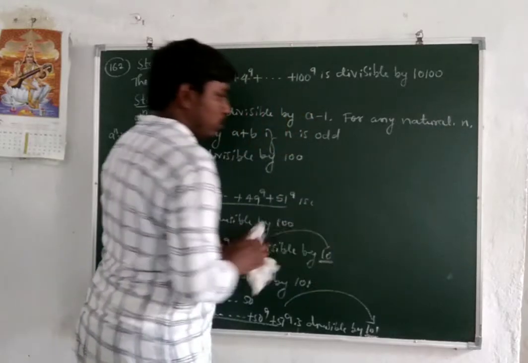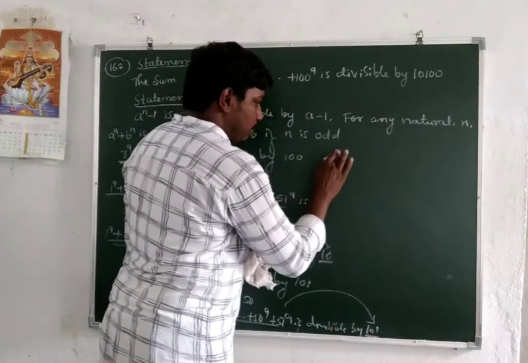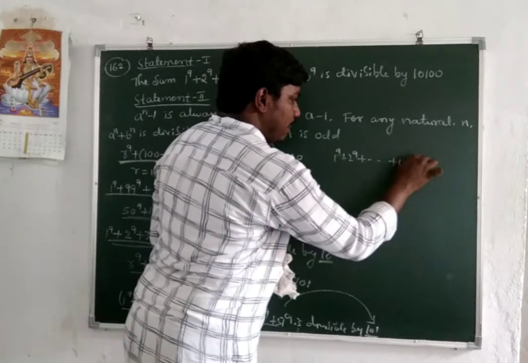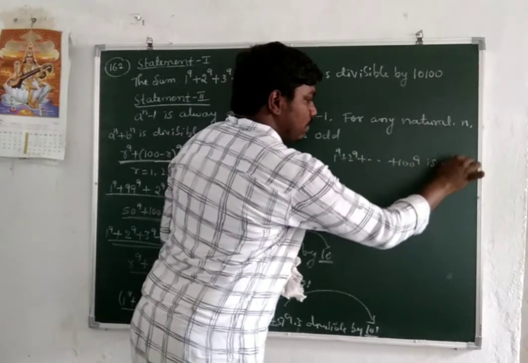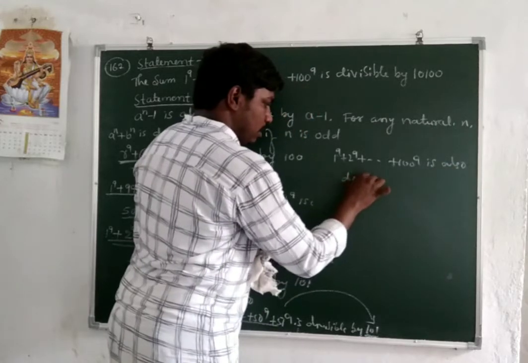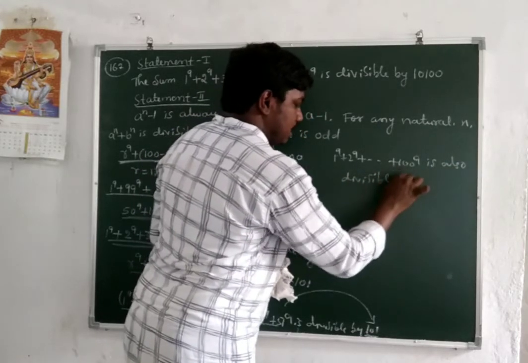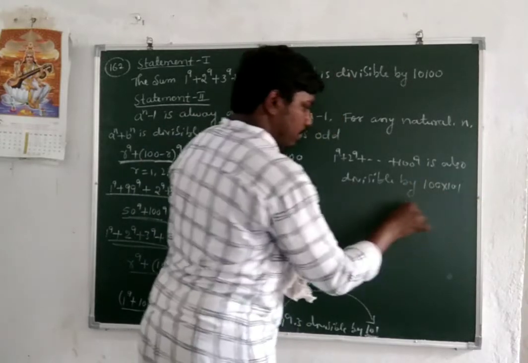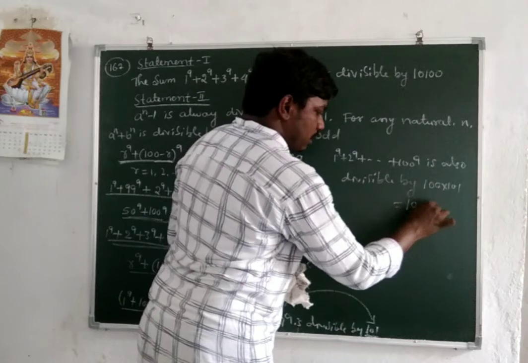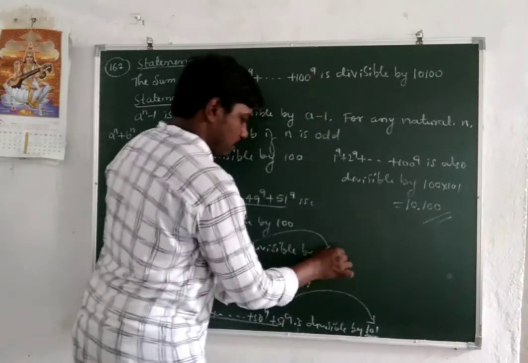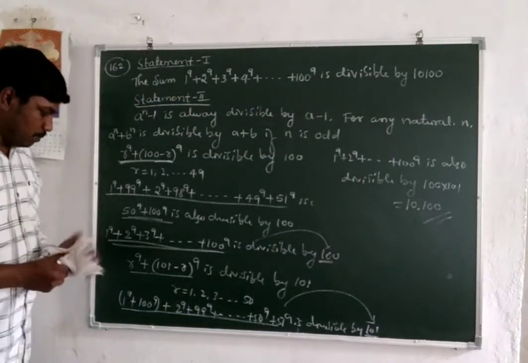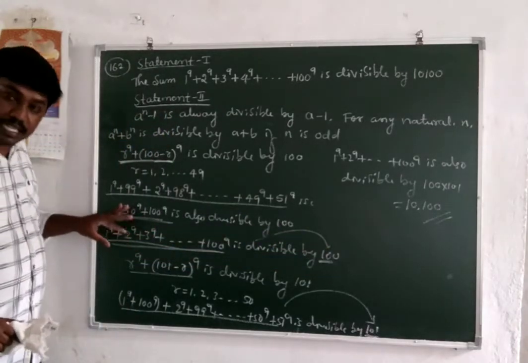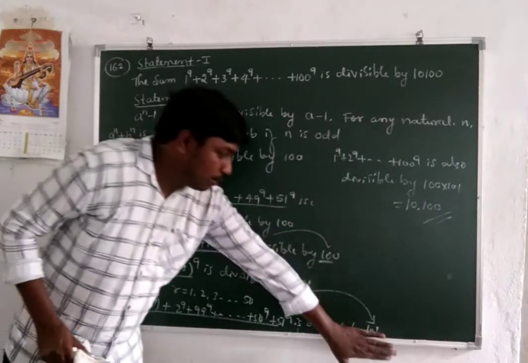So now, we can write 1 power 9 plus 2 power 9 and so on up to 100 power 9 is also divisible by 100 into 101, that is 10,100. Right, keep this in mind: if a sum is divisible by 100, the same sum is also divisible by 101.